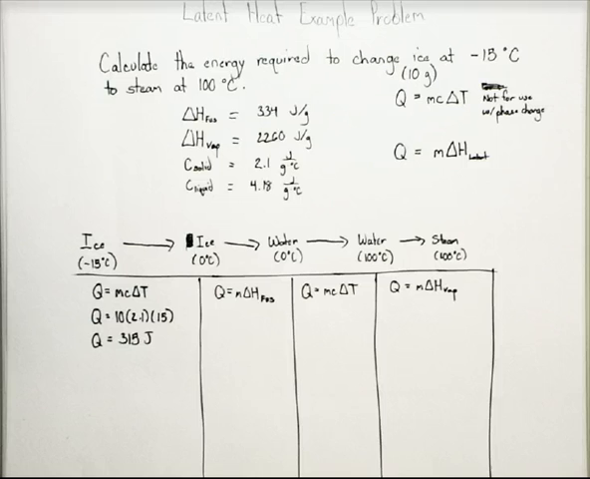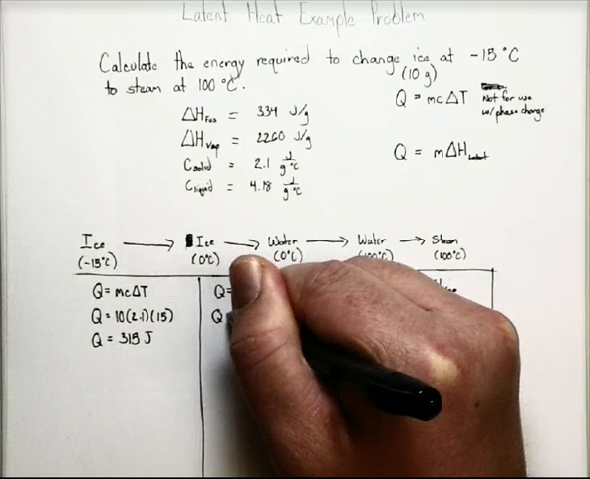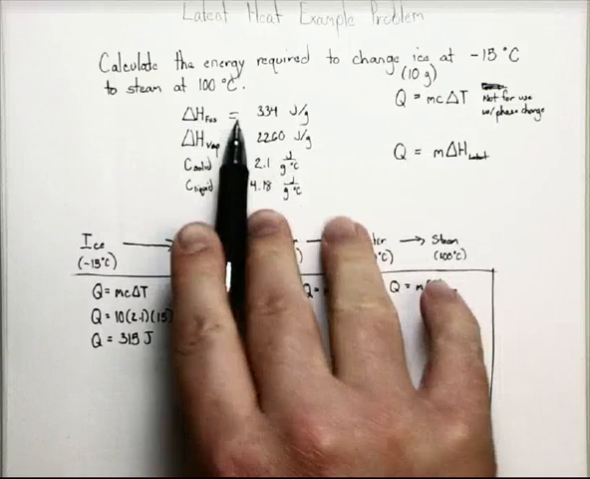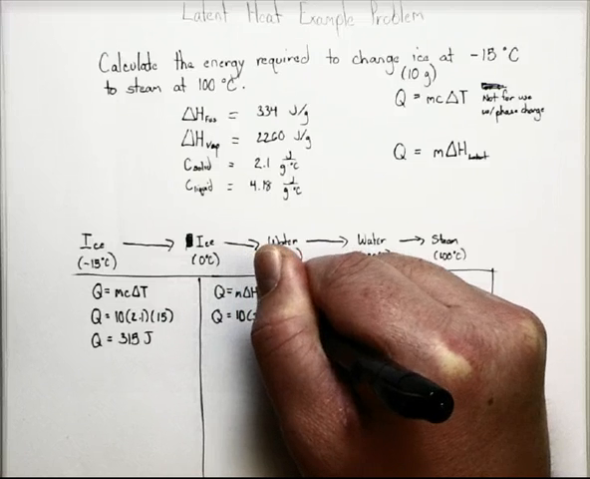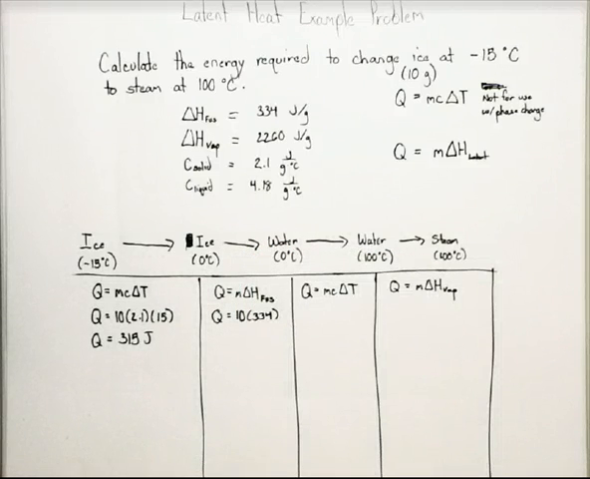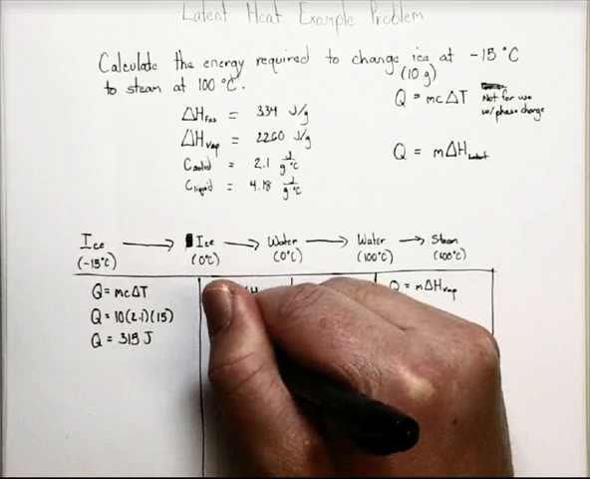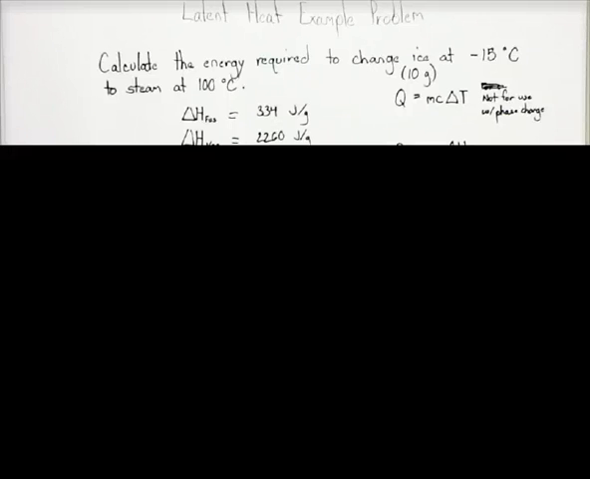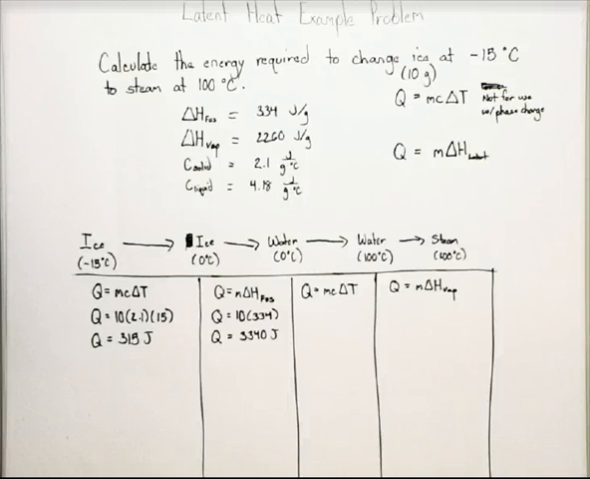All right, now we have ice changing into water. Well, we've still got 10 grams. The mass isn't going to change. And the heat of fusion of water now is 334 joules per gram. So to find the energy required to melt 10 grams of this, I just multiply those together, and that energy is going to be 3,340 joules. Don't even need a calculator for that one.